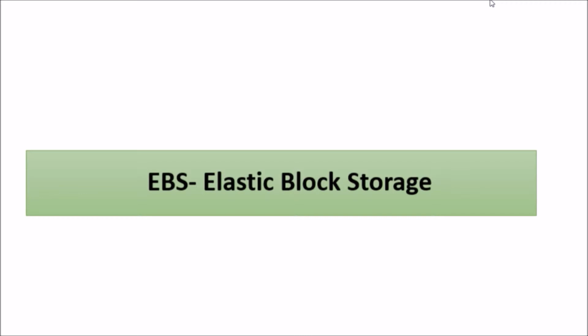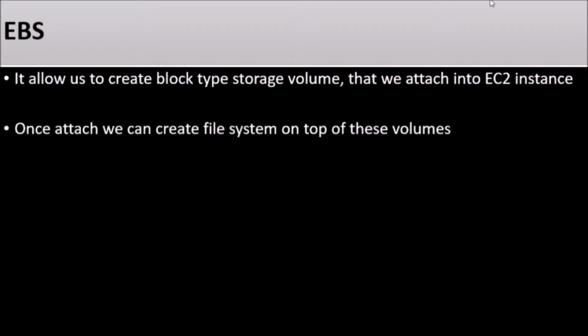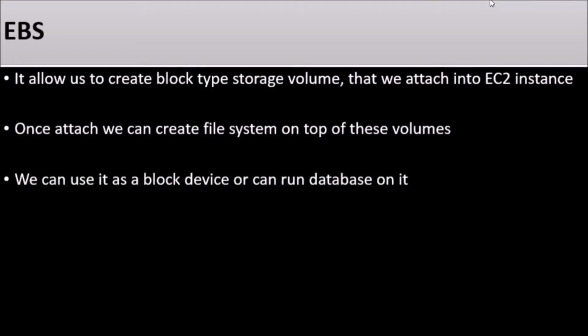Okay, then we have EBS, also called Elastic Block Storage. It is a storage service provided by AWS. So EBS allows us to create block type storage volume that we attach to an EC2 instance. Once attached, we can create file system on top of these volumes. So we can use it as a block device or can use a database on it. So guys, if you remember, S3 was object based storage, and this is EBS, that means block storage device.